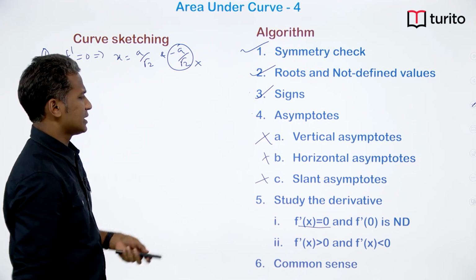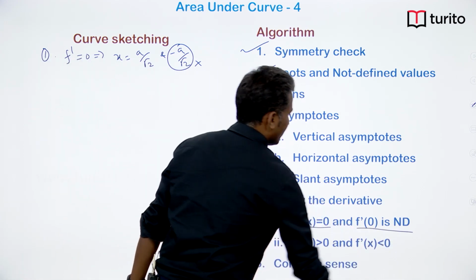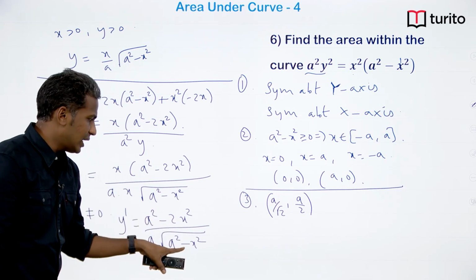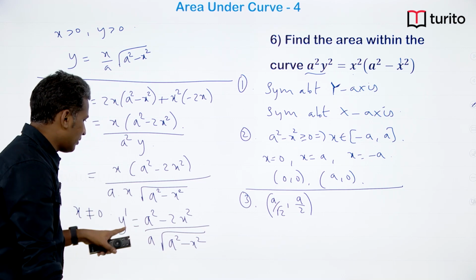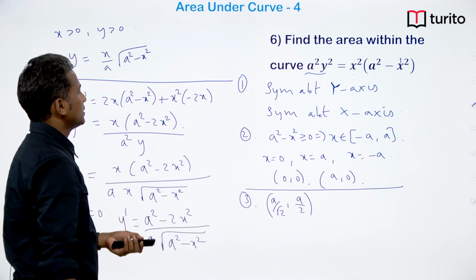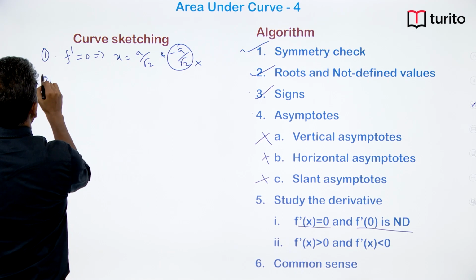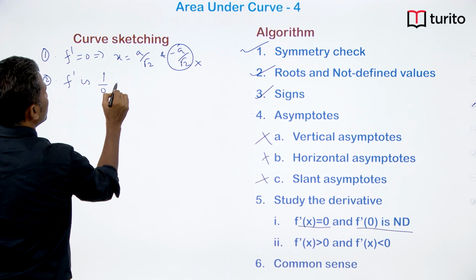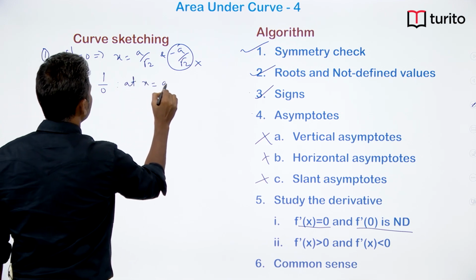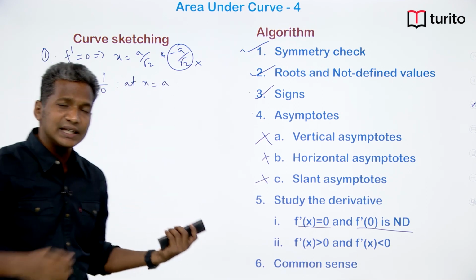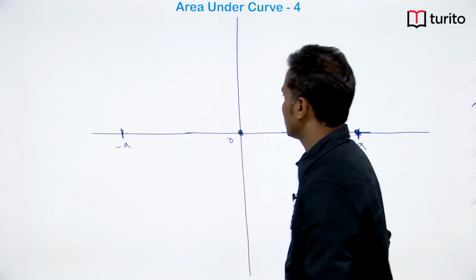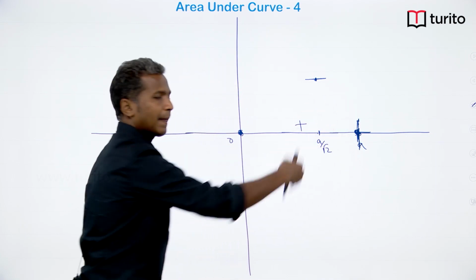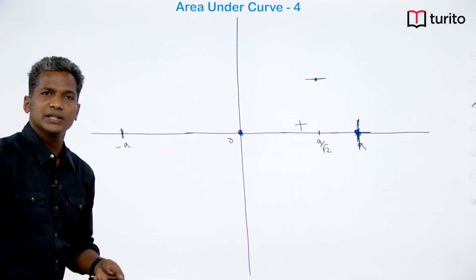Now let us look at this once again. f dash is not defined. Is there any value which will give me f dash to be not defined? See, observe here, when x is equal to a, the derivative becomes 1 by 0 form. So this is the other case: f dash is giving us 1 by 0 form at x equal to a. This means the tangent is parallel to the y axis. So here we will get one tangent like this.